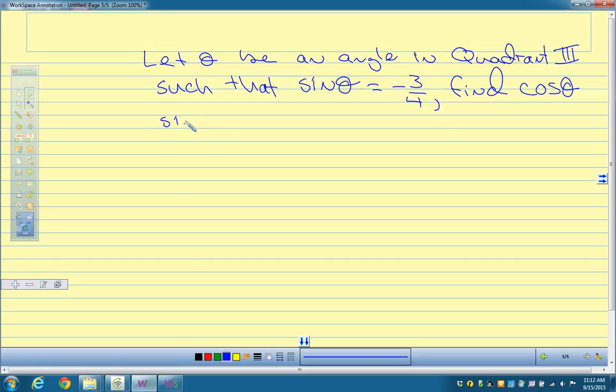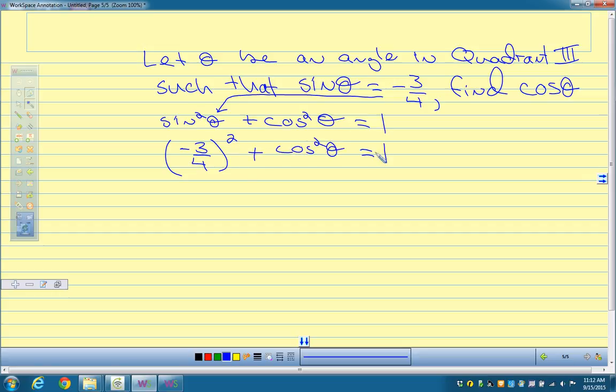Remember this: sine squared theta plus cosine squared theta equals 1. It's just another way to do the same thing. So I'm going to plug in sine of theta in here, and I know that sine of theta is -3/4. So I'm going to go -3/4, square it, plus cosine squared theta equals 1. What's 3/4 squared? 9/16 plus cosine squared theta equals 1.